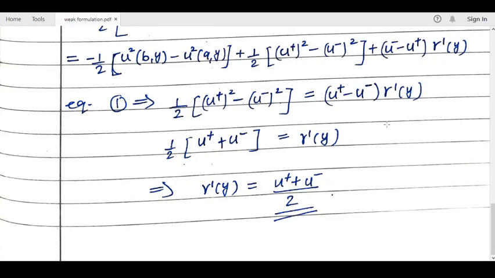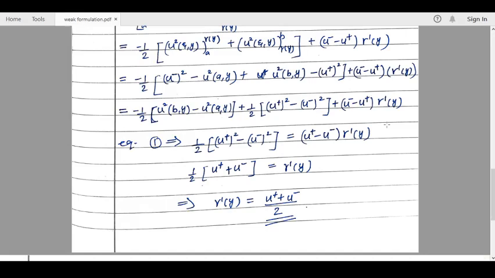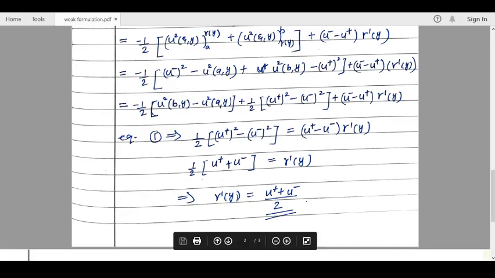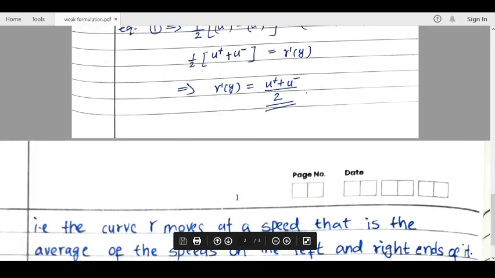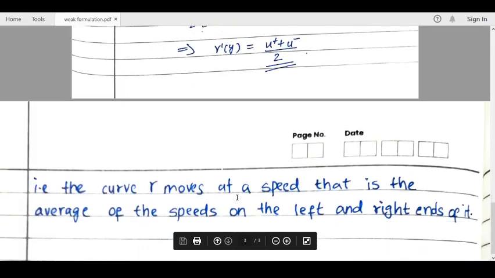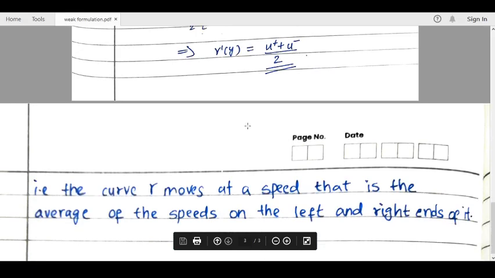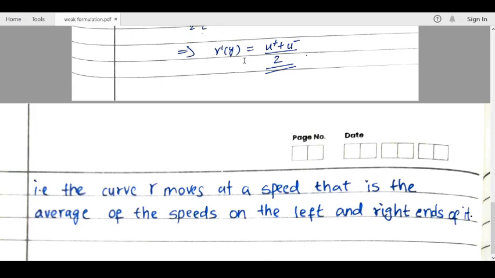That is, this is the speed of the discontinuity. Gamma is the path where discontinuities are present. So we get that the curve gamma moves at a speed which is the average of u plus and u minus, which are the left and right ends of it. So gamma dash is u plus plus u minus by 2.